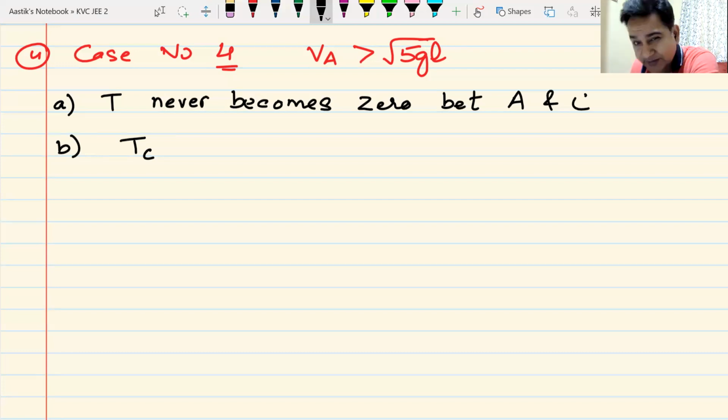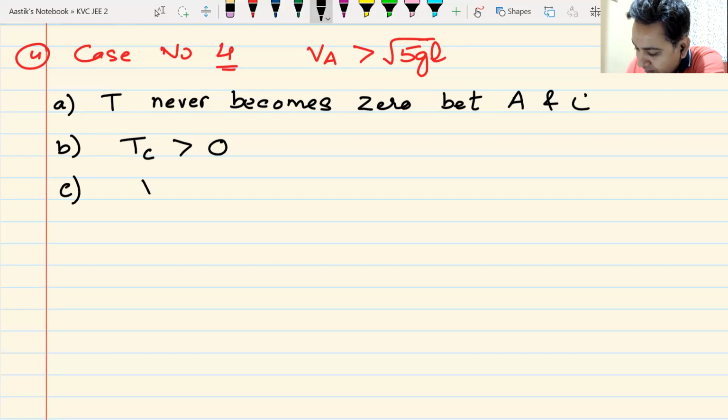What about tension at point C? Will it be 0? Tension at point C will be greater than 0. Do we all understand this? Can I have some raise hand that we understand this?